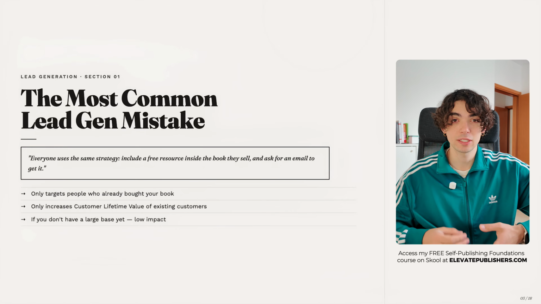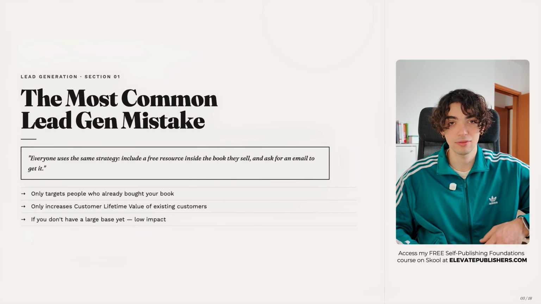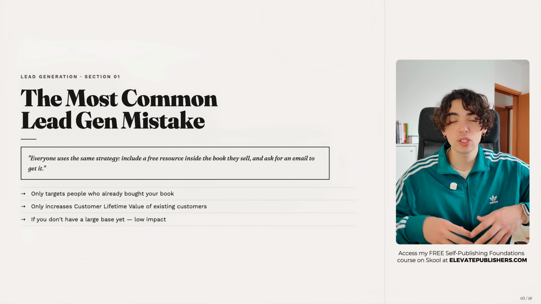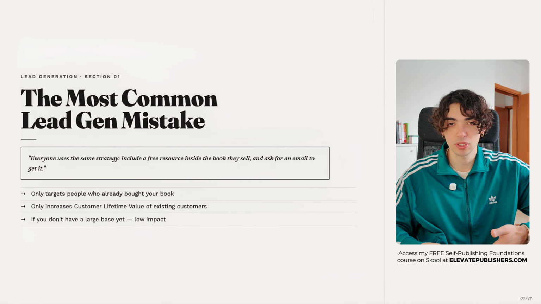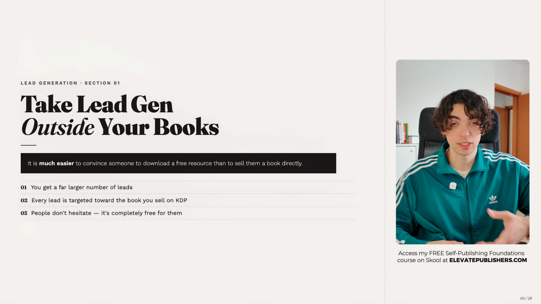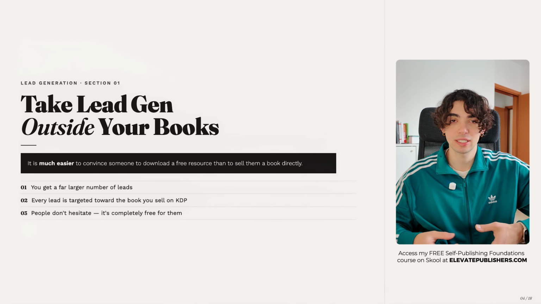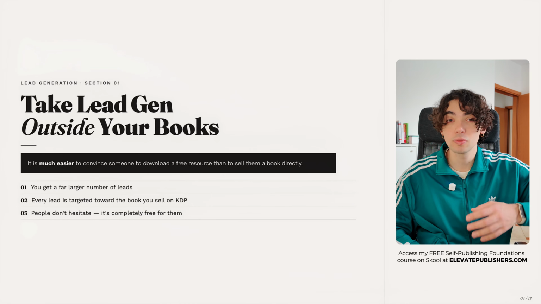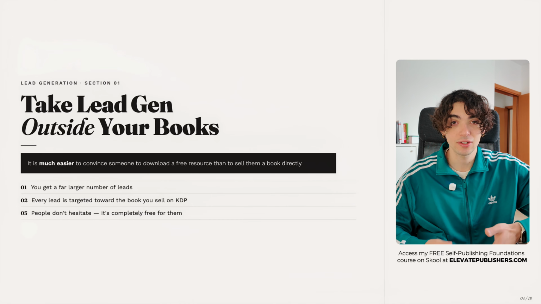The main issue with this method is that you're limiting yourself only to people you want to convert a second or third time. But if you don't have a truly large number of customers yet, then this strategy doesn't have such a big impact. Why not use this same strategy outside of your books instead? It sounds like something simple, but it is much easier to convince someone to download a totally free resource than it is to sell them a book directly. This way you will get a much larger number of leads, and these leads will all be targeted toward the book you sell on Amazon KDP.